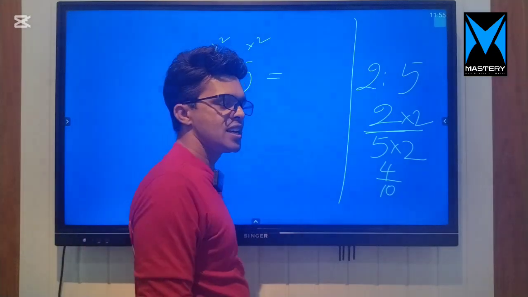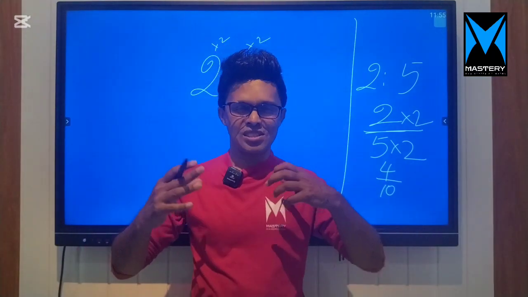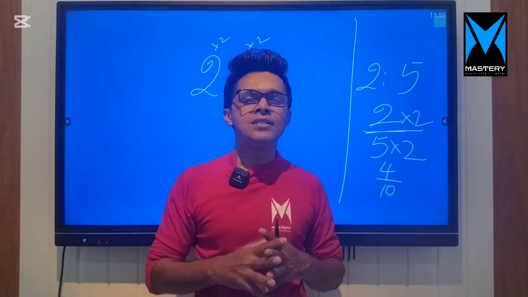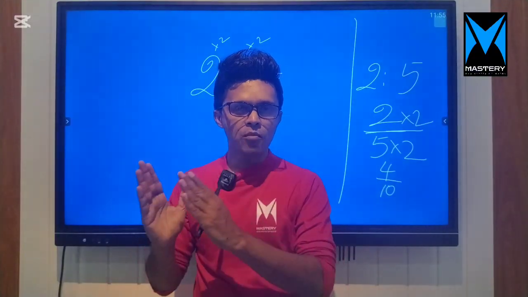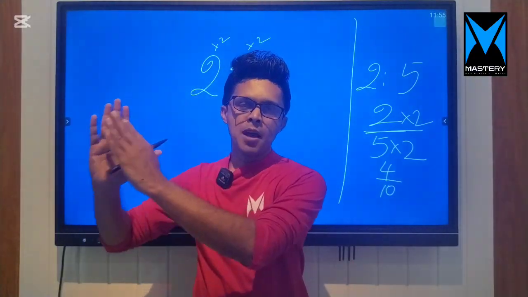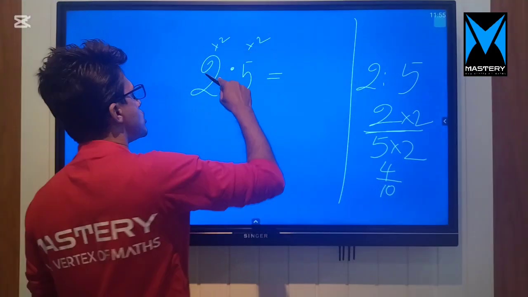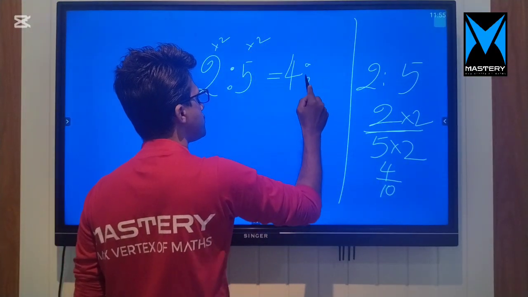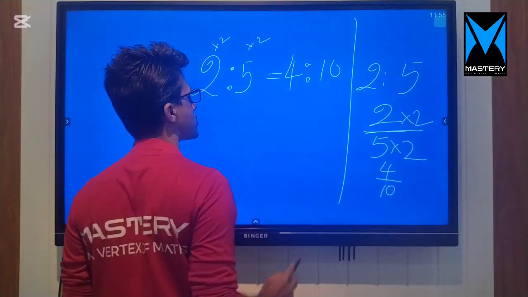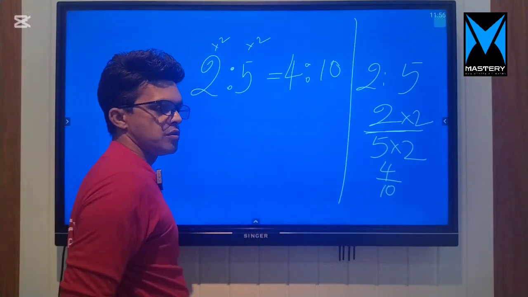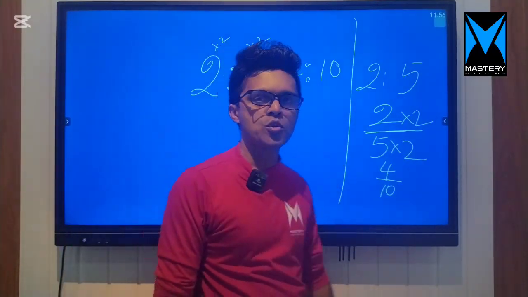Why did I choose the digit 2 to multiply? You could take 3 as well: both denominator and numerator multiplied by 3, or by 4. Here I've taken 2. 2 times 2 is 4, 5 times 2 is 10. So we've found an equivalent ratio to 2 to 5.